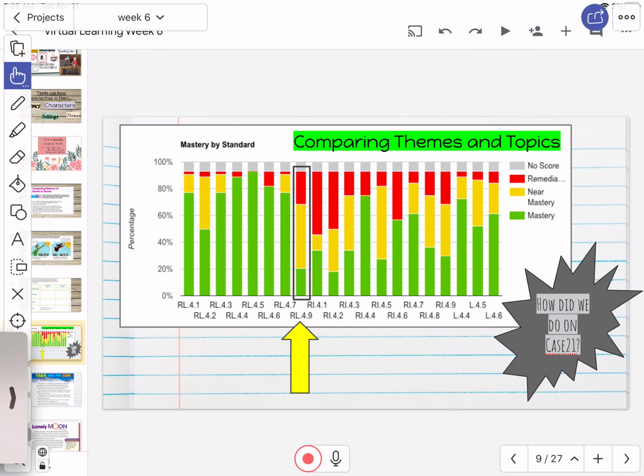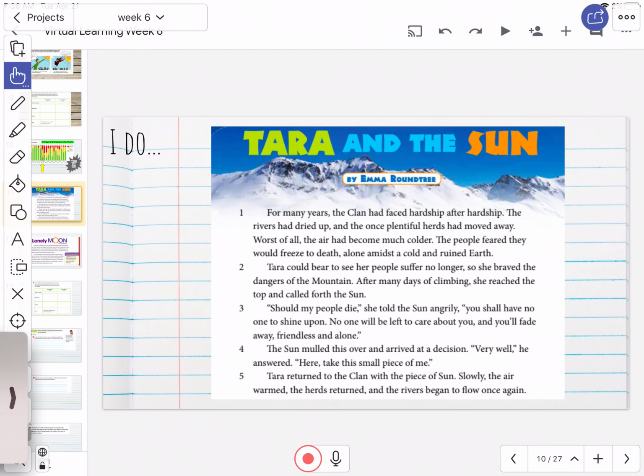Let's go ahead and look at this skill. So the skill that we're working on today is RL.4.9, which is comparing themes and topics. Okay, and this is the first text that we're going to read. I am going to go ahead and stop the video before I do. That way it's easier for me to upload to YouTube. So that was video 1.